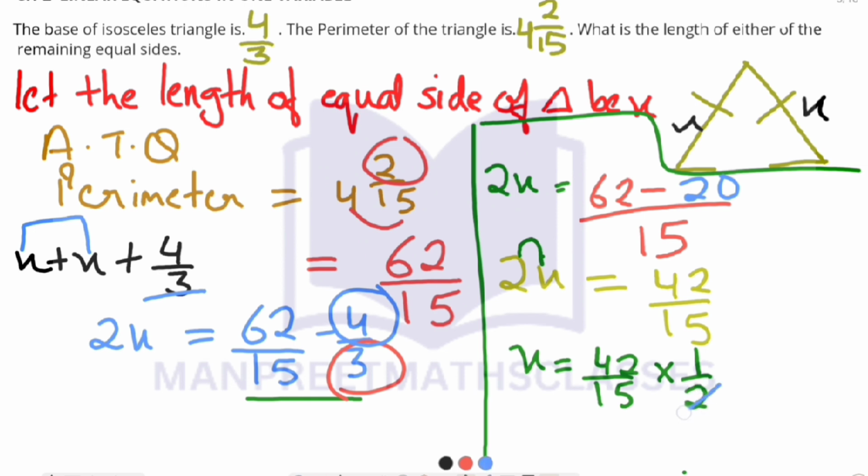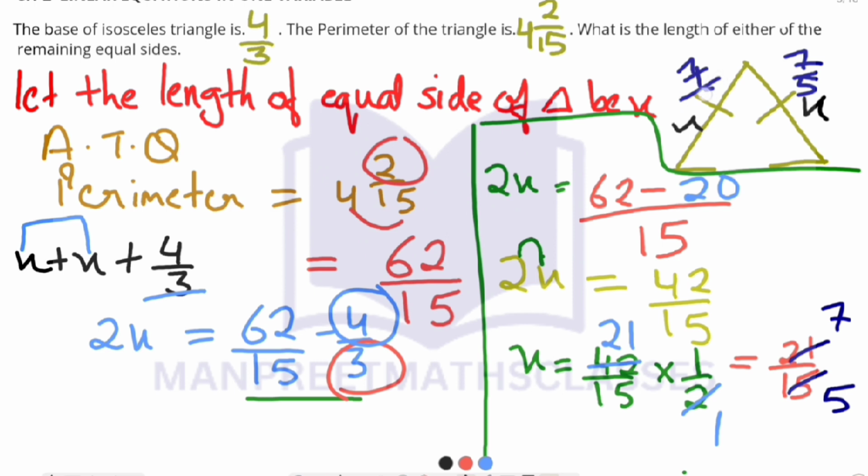अब इस 2 से ही कैंसिल हो जाएगा. 2 1s are 2. इधर 2 2s are 4. 2 1s are 2. नाउ 21 अपॉन 15. इसको हम फर्दर सिंप्लीफाई कर सकते हैं 3 के टेबल से. So 3 7s are 21 and 3 5s are 15. So जो लेंथ चाहिए थी हमें इन साइड्स की वो मिल गई, 7 by 5 सेंटीमीटर. दोनों साइड्स इक्वल होंगी तो दोनों की लेंथ सेम होगी.